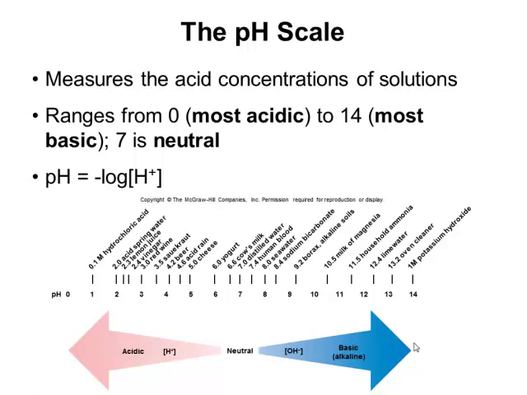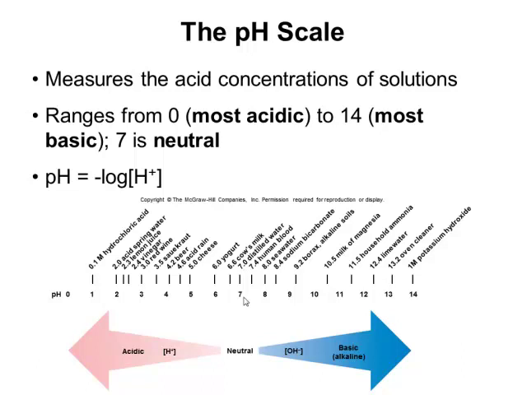Water is H2O, and it can actually break apart its own molecules. It breaks down into hydrogen ions, which are positively charged, and hydroxide ions, which are negatively charged. That makes up the water. But in a neutral solution, like distilled water, you would have an equal number of hydrogen and hydroxyl ions.